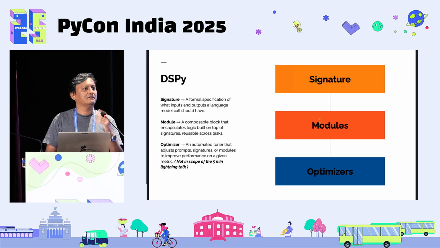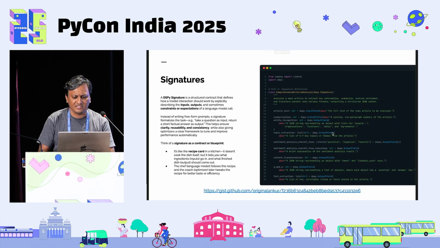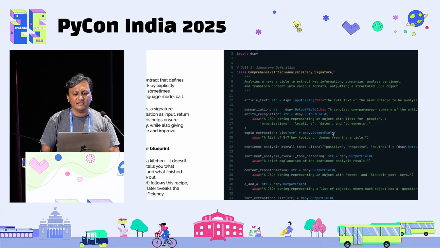Signature is a spec, just like you write a function, right? It takes an input, gives you an output, and there's a bunch of logic that will run on the input to give you the output. That's pretty much how you can think of a DSPy signature as an analogy. So remember the prompt that we just talked about? This is how you would write it if it was in DSPy.